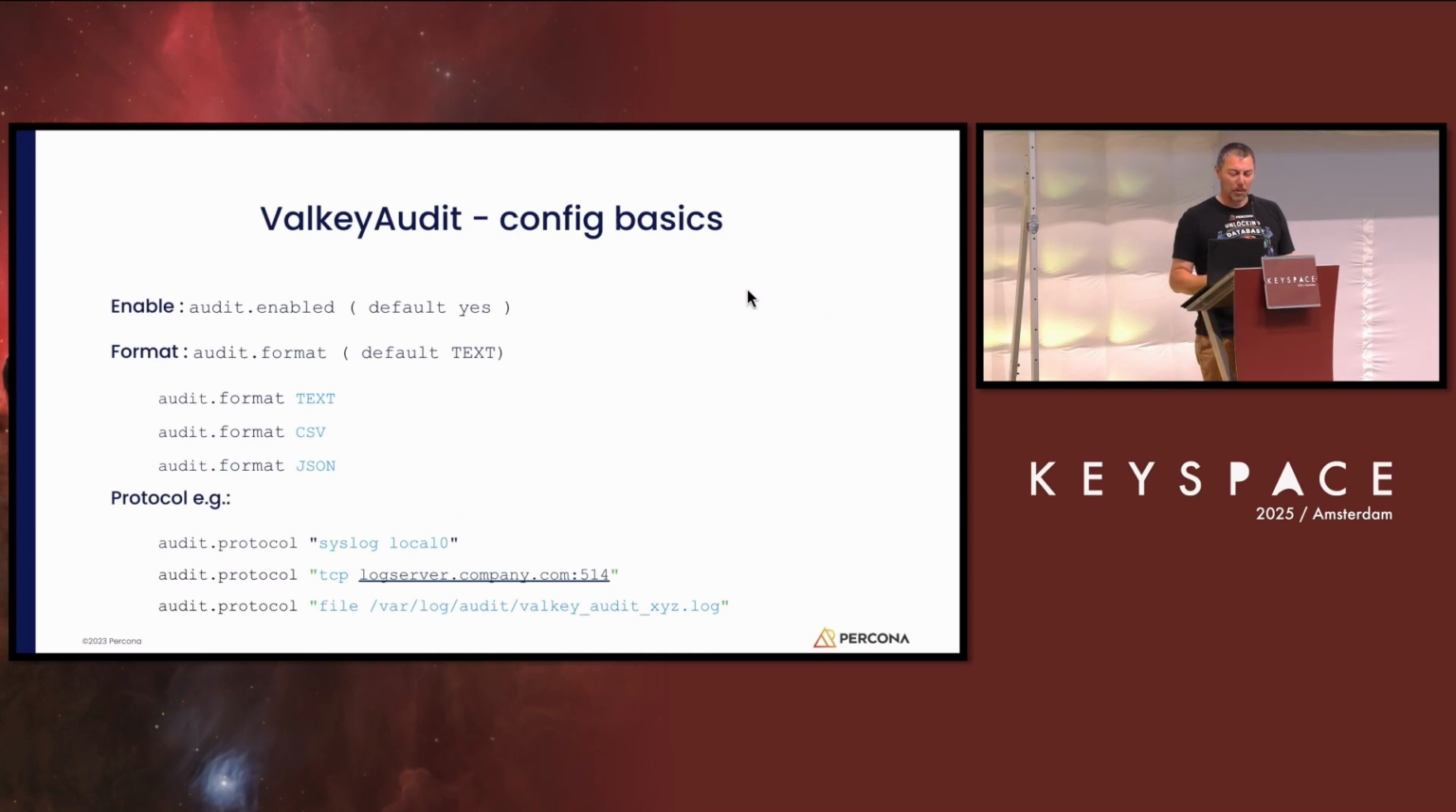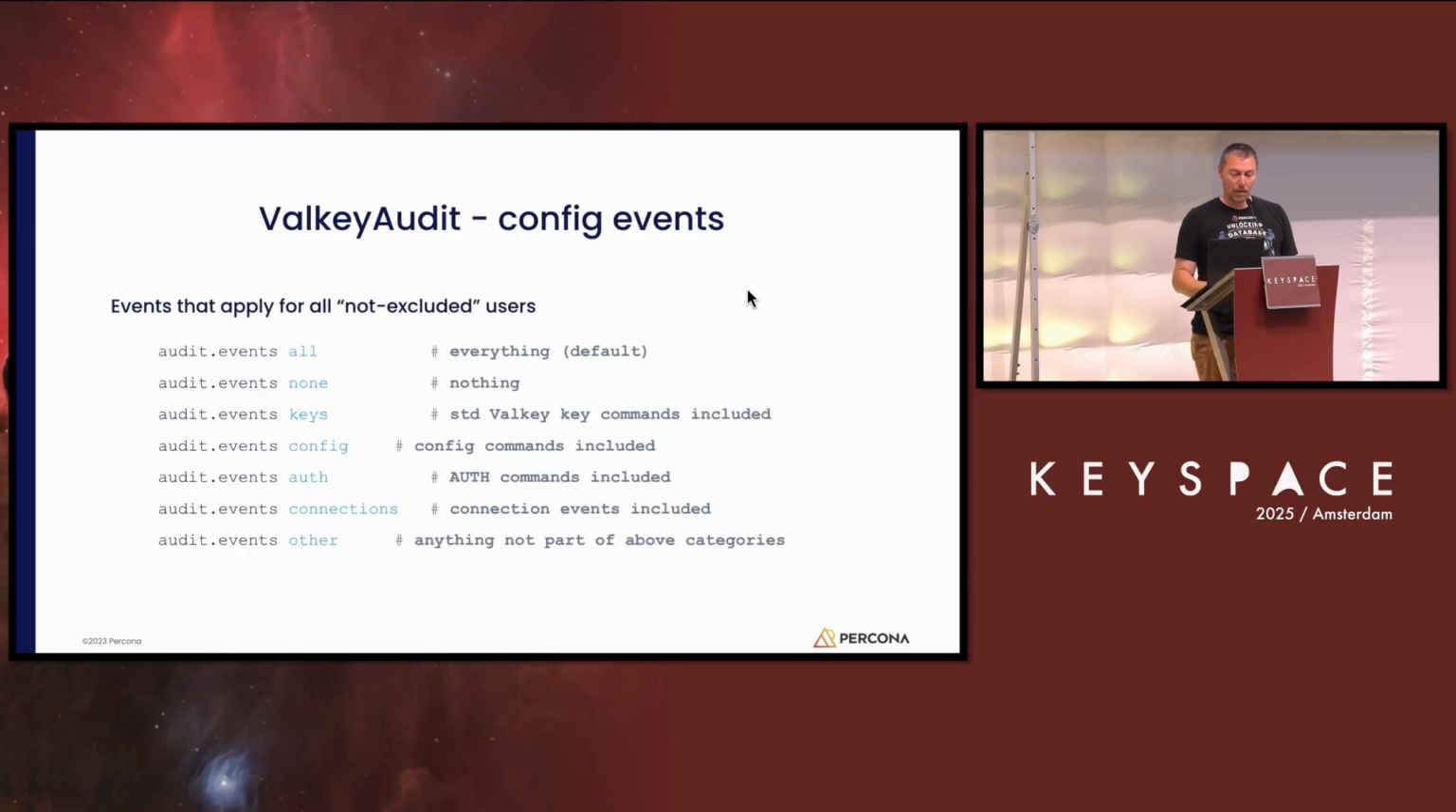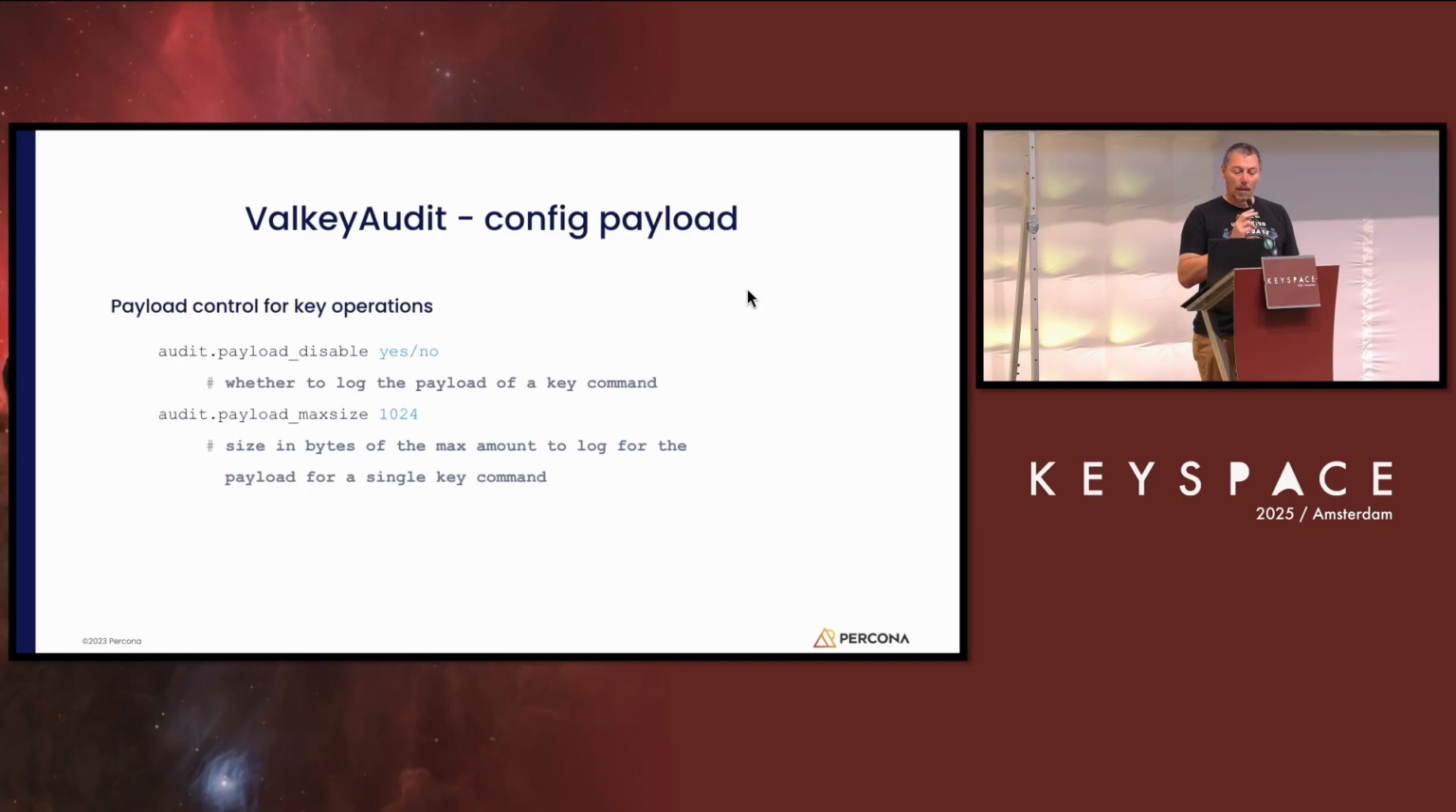I'm not going to go through all these configuration things, but it's using the standard module configuration, where you have config set and get, and you have all these options available. So those are the things we can look at. Then there's the event categorization of which ones I'm interested in for my auditing system. Again, we can filter some of those out, include them, or exclude them.